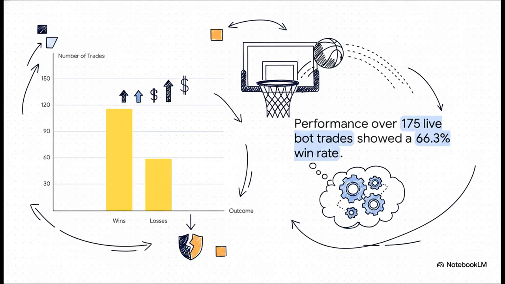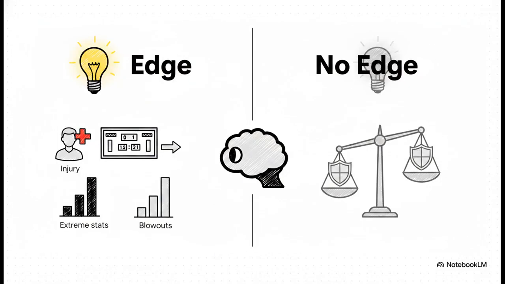Not bad at all. But here's what's really smart about the system. It knows it's not perfect, and it's designed to understand its own limits. It knows it has a big edge in very specific situations, like right after an injury announcement or during a late-game blowout. But in those 50-50 toss-up games, it knows it doesn't have an edge, so it just stays out of it. It's not just about being smart, it's about knowing when you're smart.